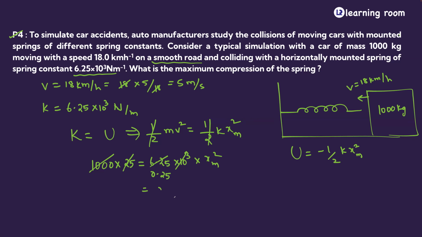Which is nothing but xm square. 0.25 can be written as 1 by 4. So 1 is equal to xm square by 4, which implies xm square is equal to 4, or xm is equal to 2. So it will get displaced through a distance of 2 meter. Am I clear with this? Right? So mark it as an important problem.